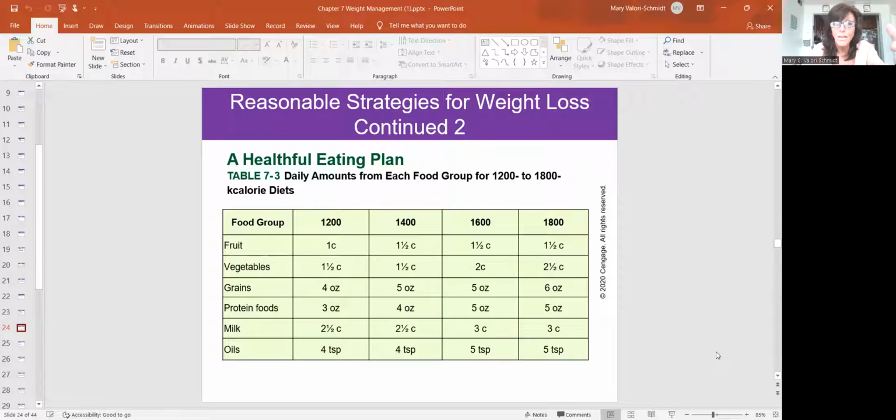This is a healthful eating plan, but it's based on kcalorie diets. So different people, different BMIs will require a different nutritional intake. So we've got 1,200, 1,400, 1,600, and 1,800 calorie diets. And generally speaking, it's giving you the recommendations. So for somebody, say, with a 1,600 calorie a day diet, 1.5 cups of fruit, 2 cups of vegetables, about 5 ounces of grains, about 3 cups of milk or milk products, like yogurt, and then oils should not exceed about 5 teaspoons, and it should be olive oil. That's the heart healthy.